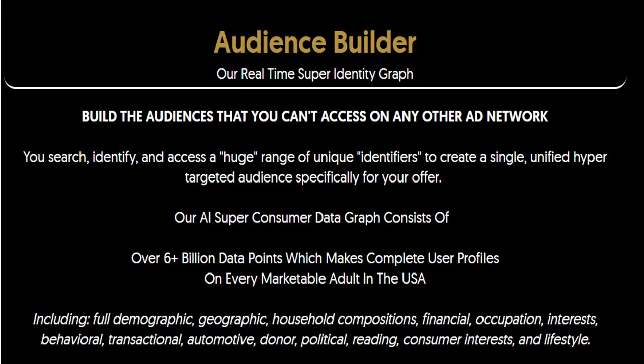Their super consumer data graph consists of 6 billion plus data points, which make complete user profiles on every marketable adult in the USA. 6 billion plus data points. This includes full demographics, geographic and household compositions, financial and occupational interests, behavioral, transactional, and automotive interests, consumer interests, and lifestyles. You can't get this anywhere except here.